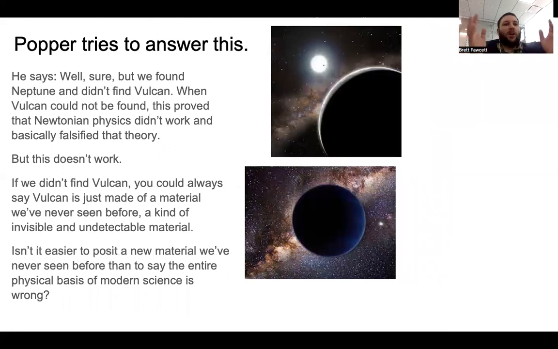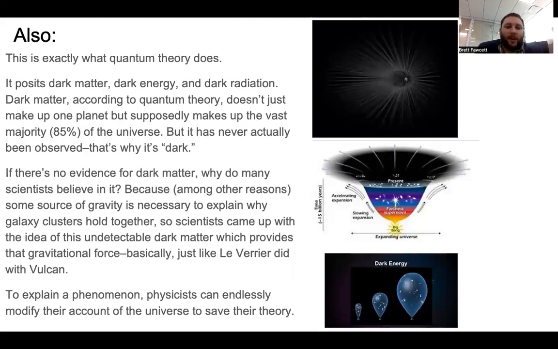He says, well, sure, okay, we found Neptune, we didn't find Vulcan, but that's exactly it. When we couldn't find Vulcan, that proved Newtonian physics didn't work, and that basically falsified the theory. That does not work. Because if we didn't find Vulcan, you could always say that Vulcan is just made of some material we've never seen before. It's some kind of invisible and undetectable material. I mean, after all, isn't it easier to posit a new material we've never seen before than to say that the entire physical basis of modern science is wrong?